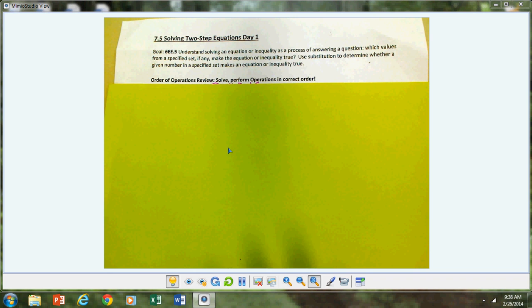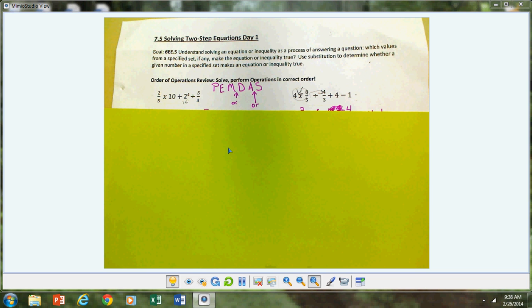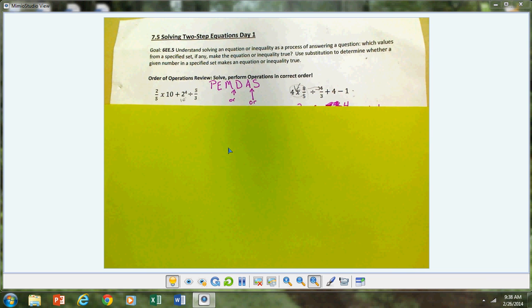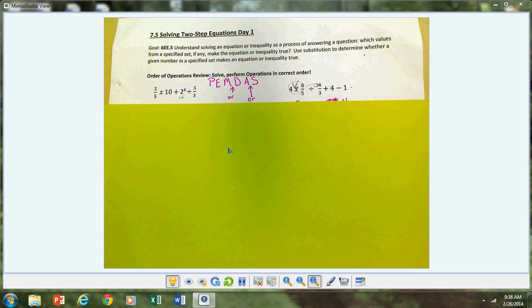Okay, we need to make sure that we follow our order of operations, so we have a quick little review for you. And remember, order of operations is, you've heard PEMDAS before, which is parentheses, exponents, multiplication or division, addition or subtraction. What we need to make sure that we do is take our time and go through and look at these two problems.